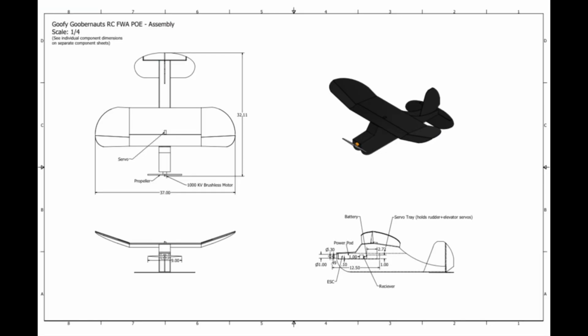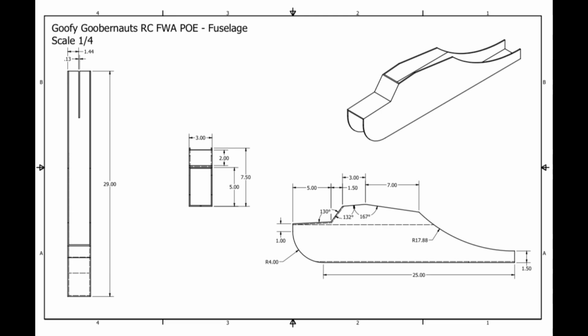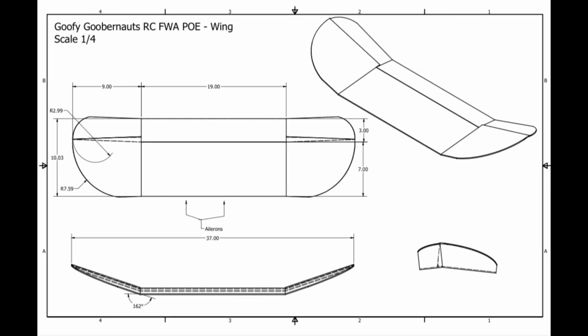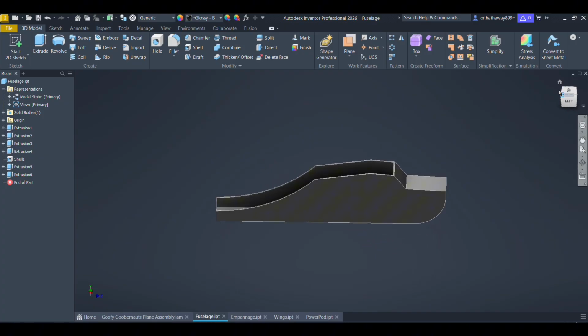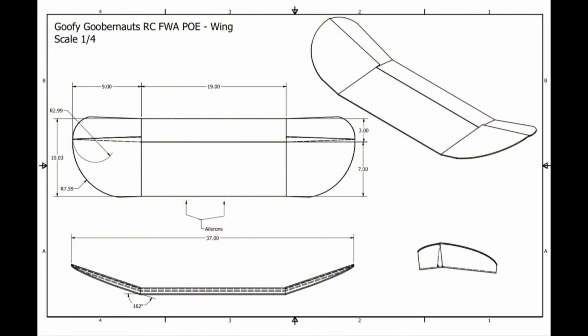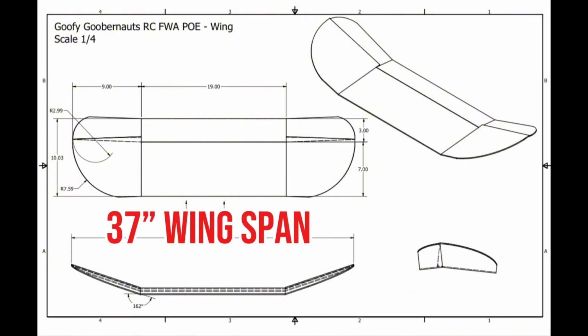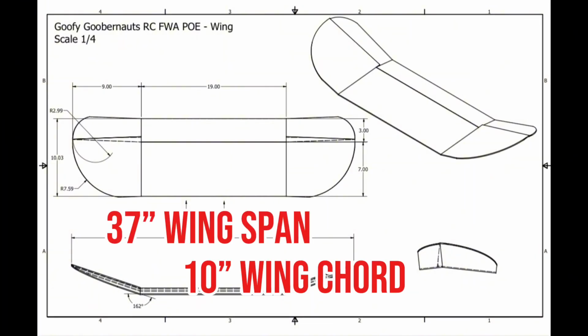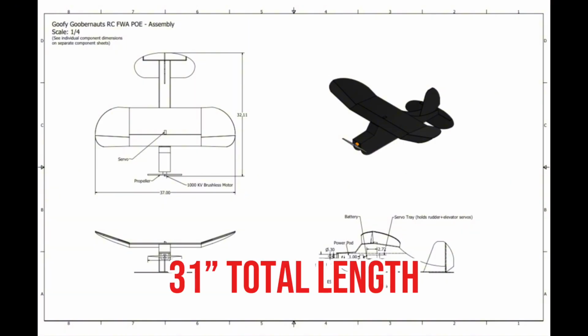After the 3D model was finalized, we generated 2D drawing sheets from the model. These acted like construction plans, clean views with accurate dimensions that we could reference while transferring measurements onto foam board. In other words, the 3D model helped us design it, and the 2D drawings helped us build it accurately and consistently. For reference, the final aircraft was designed around a 37-inch wingspan, a 10-inch wing chord, and an overall fuselage length of about 31 inches.